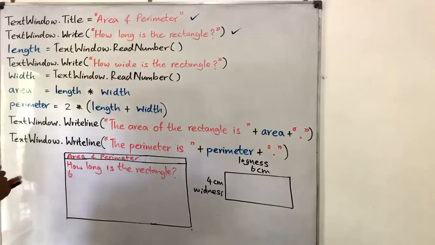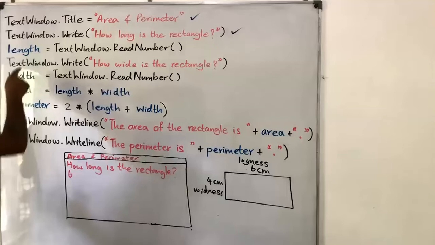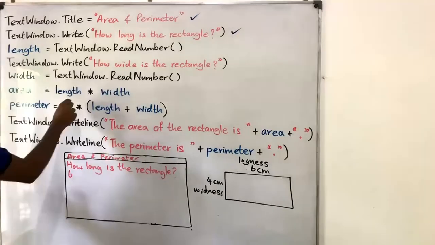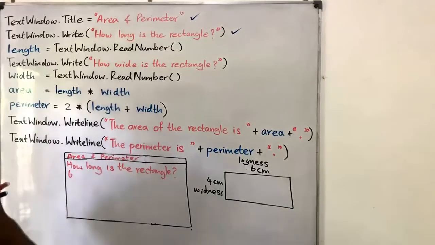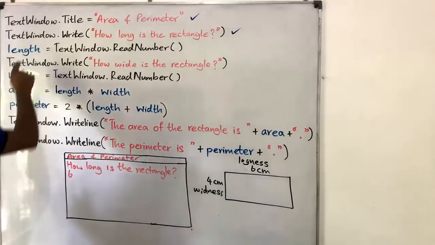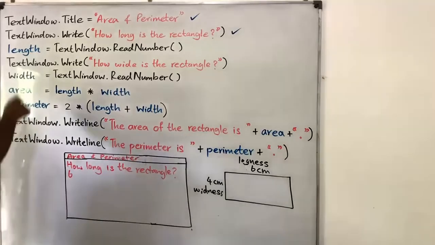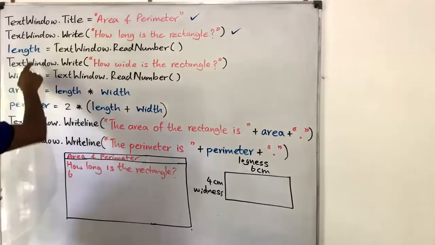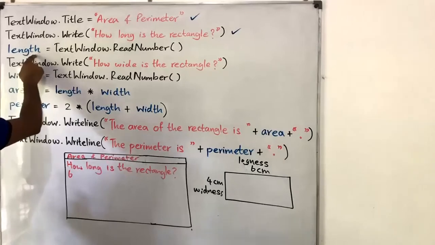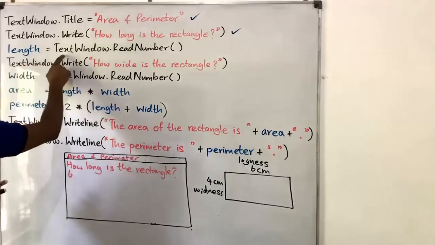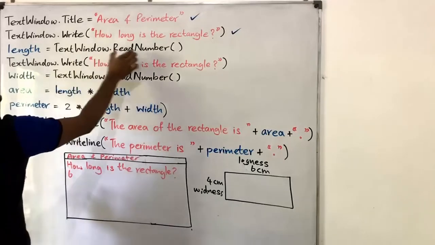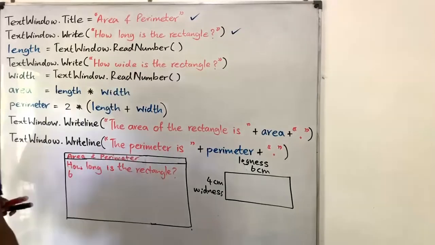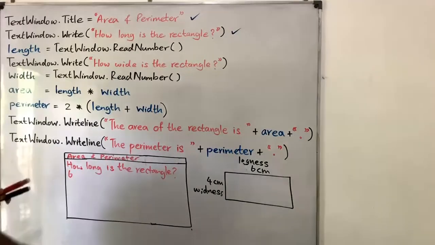So now in the third line, what happens? Length. In this blue color, I have used blue to indicate variables. So here length is a variable because it is in blue color, and it is equal to this one. What is it? Text window read number.